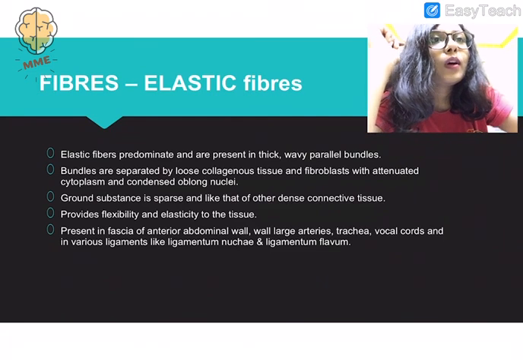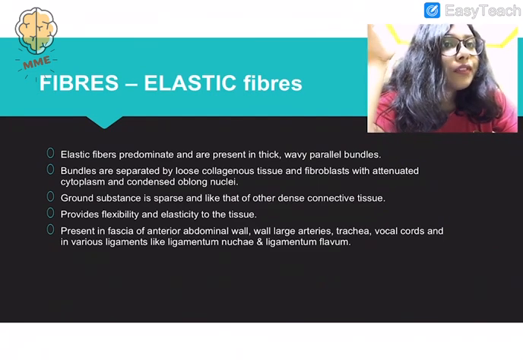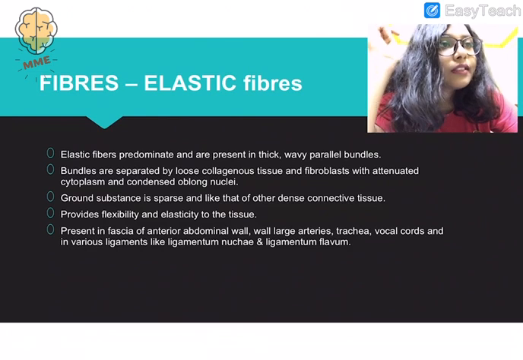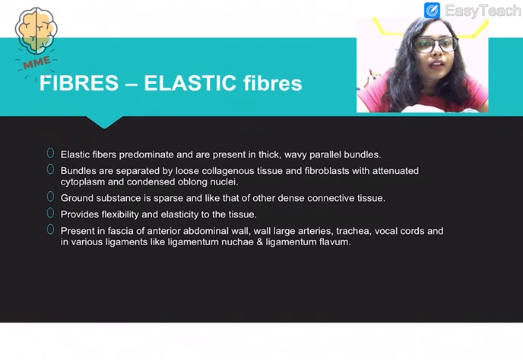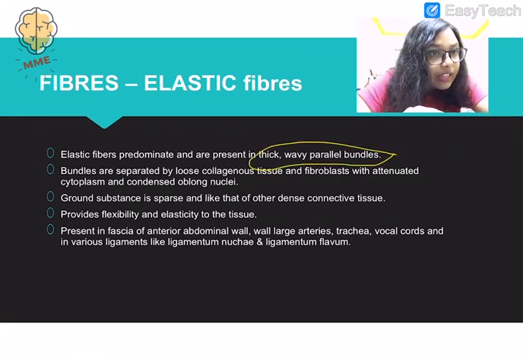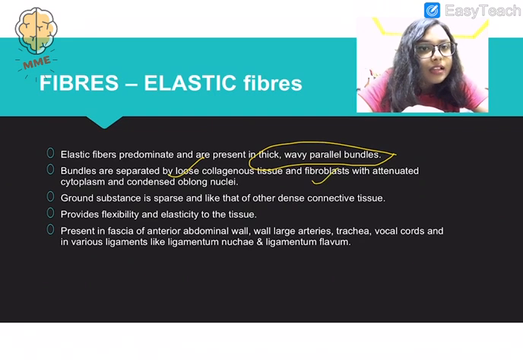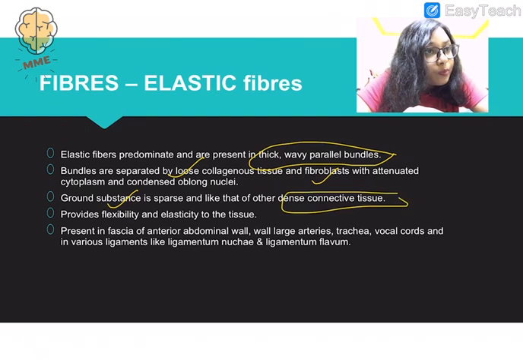Now coming to fibers. First we studied the collagen fibers. The second fibers that will be studied are elastic fibers. The elastic fiber is very predominant. They are thick, wavy, and arranged in parallel bundles. They are separated by loose collagenous tissue and fibroblasts. The ground substance is very sparse, like the dense connective tissue, but it is not a dense connective tissue. It will provide flexibility and elasticity to the tissue.